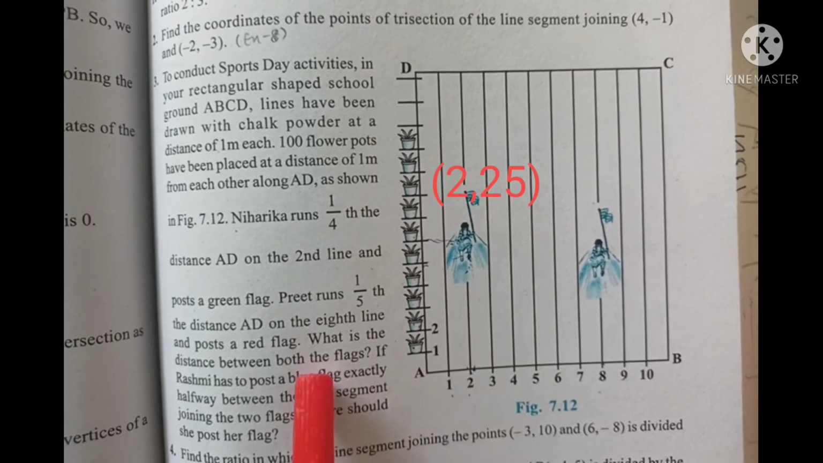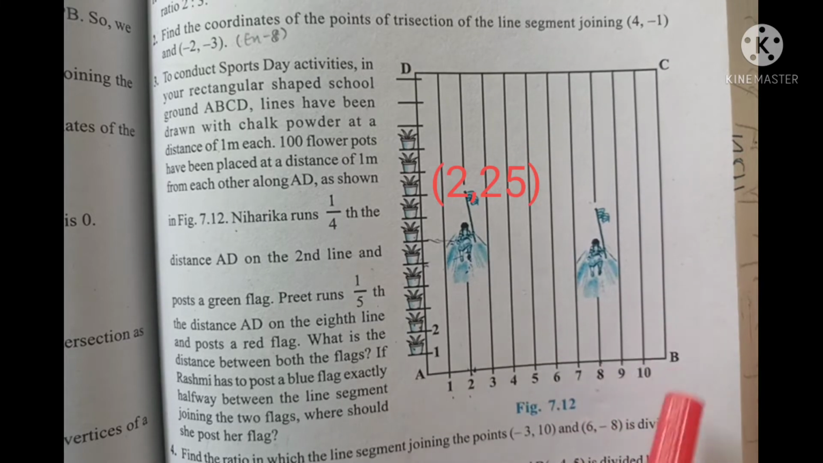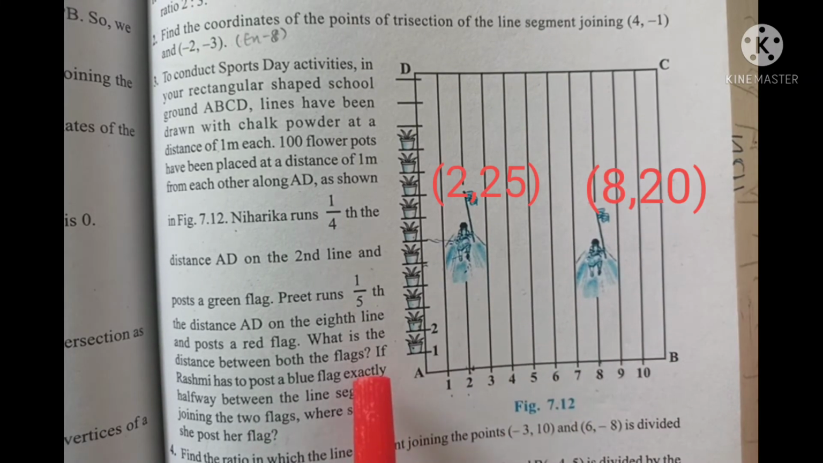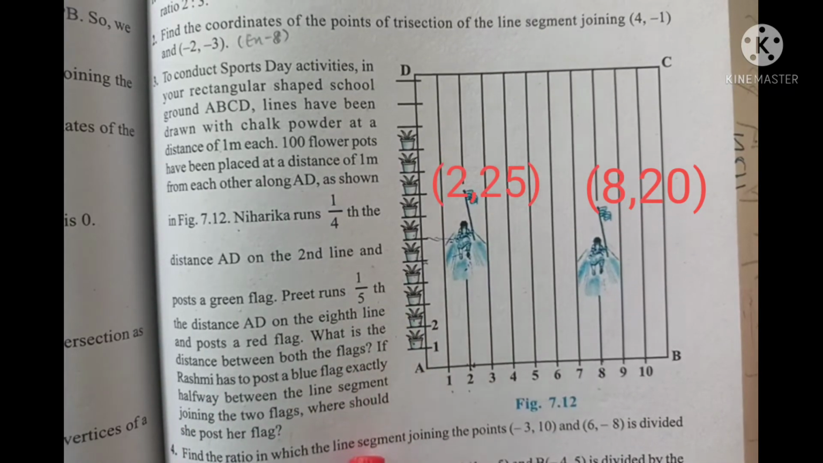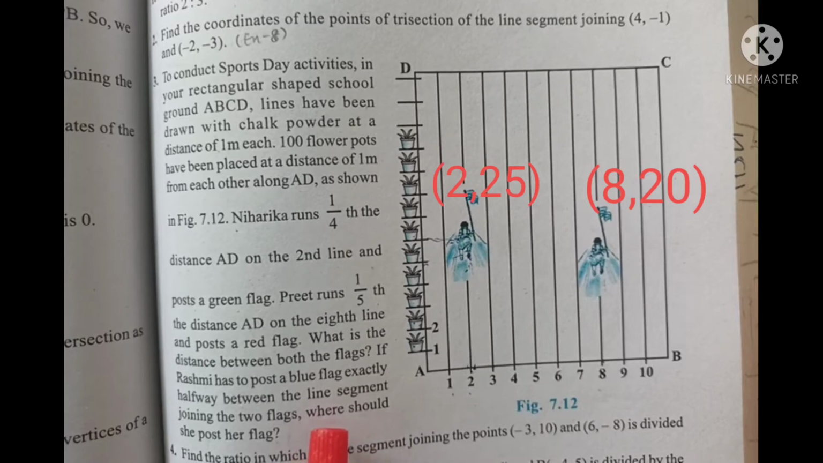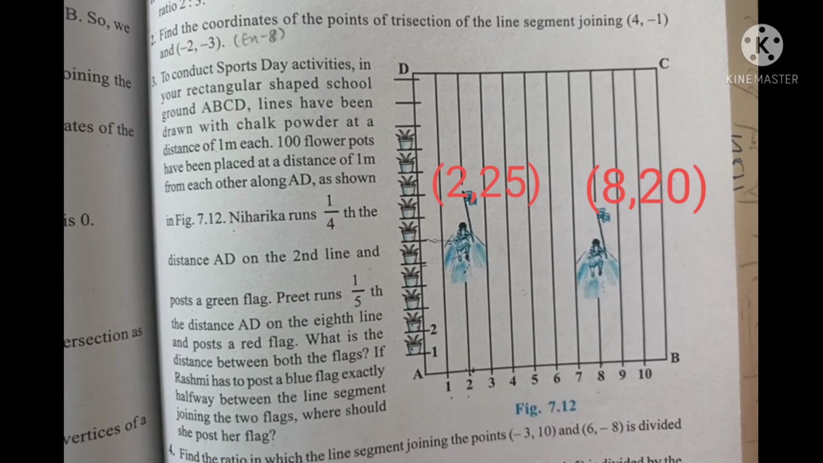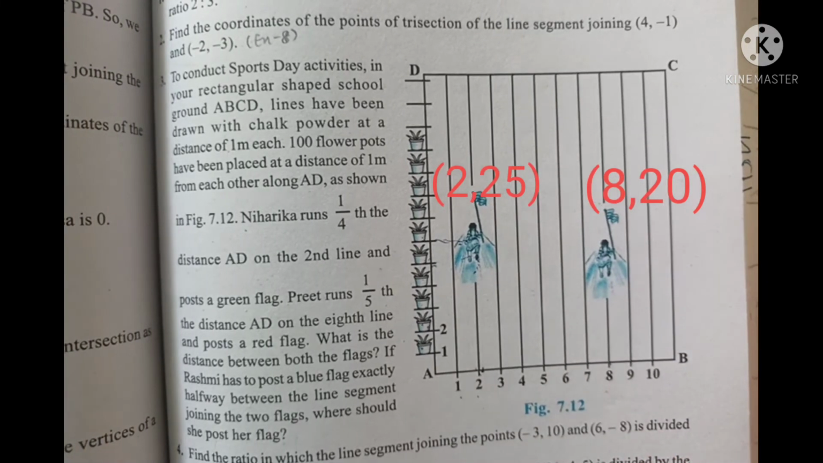Preet runs 1/5 on the 8th line. So 1/5 means 20. So Preet's coordinate becomes 8, 20. Now the question is, what is the distance between both the flags posted by Niharika and Preet? Secondly, if Rashmi has to post a blue flag exactly halfway, where should she post her flag? So basically this question is about the distance formula and the midpoint formula.